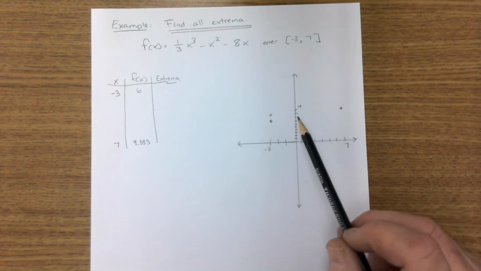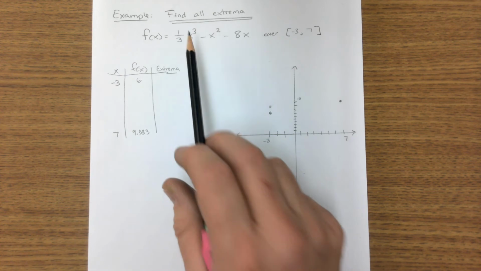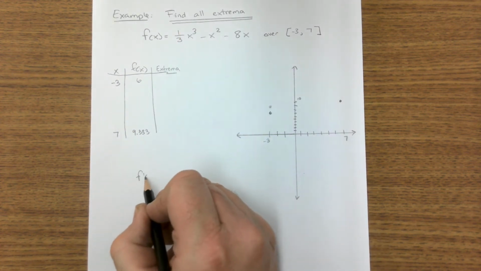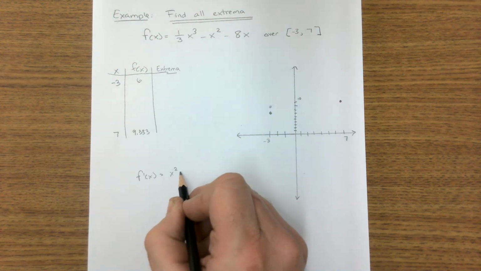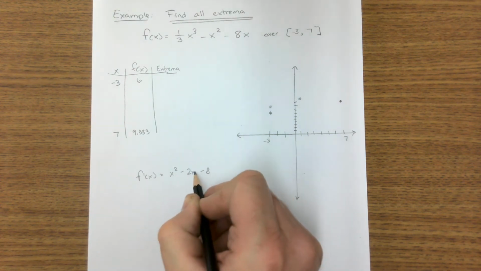And where are the critical points? Well, that's where this derivative is zero. Let's take the derivative of it. What would that be? That would be x squared minus 2x minus 8.